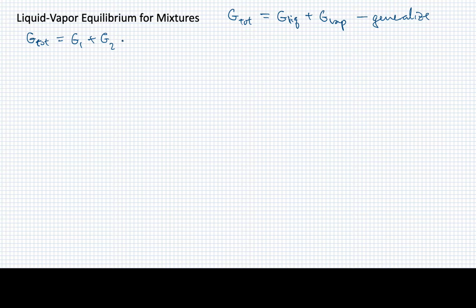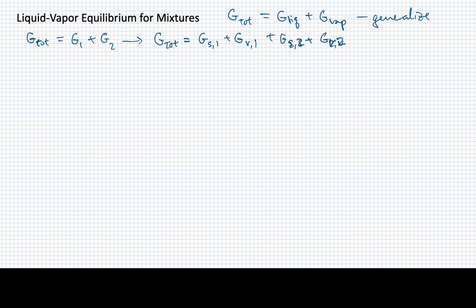Furthermore, each of these components is going to exist both in the solution phase and in the vapor phase. So I'll have that the total Gibbs energy could be written as a component for component 1 in the solution phase plus component 1 in the vapor phase, and component 2 in the solution phase and component 2 in the vapor phase. Actually, I probably should have written the subscripts in the opposite order for these two. All right, that's a little bit better.